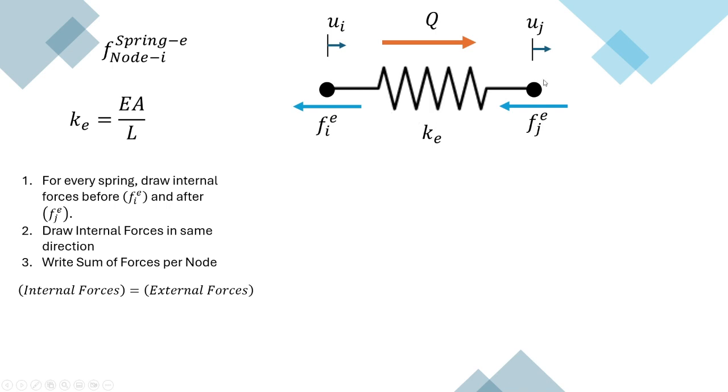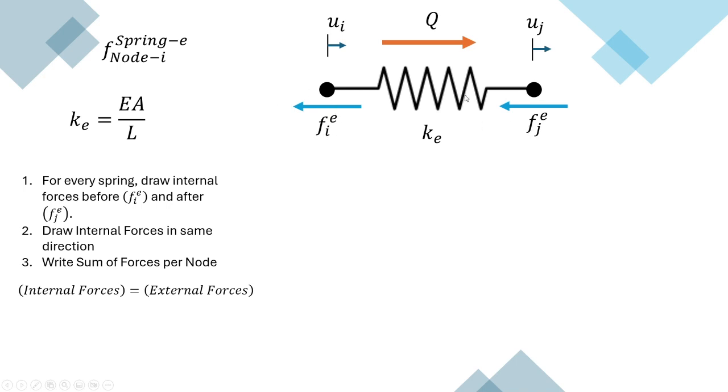So you can see here I've made it into a diagram. It's being loaded by some force Q, and then you will have internal responsive forces, F subscript i, superscript e, where e here is the spring in question, and i and j are denoted by the nodes.